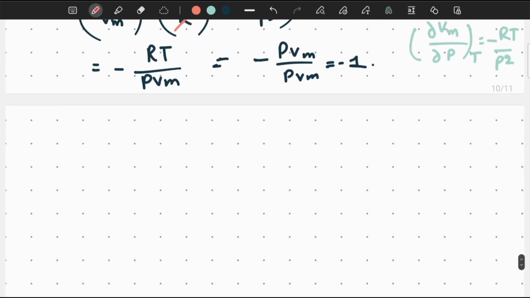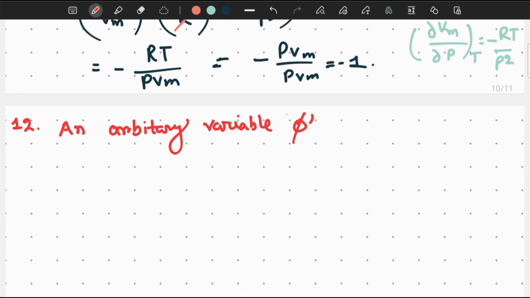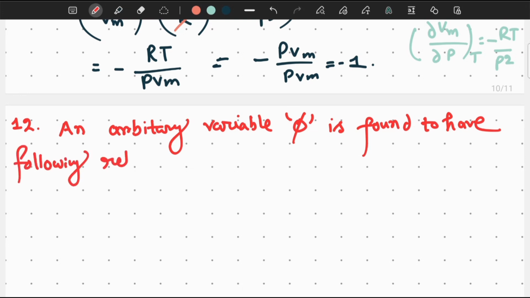Okay, so question number 12. An arbitrary variable, let's say phi, is found to have the following relation, which is d phi equals RT by P dP minus R dT.